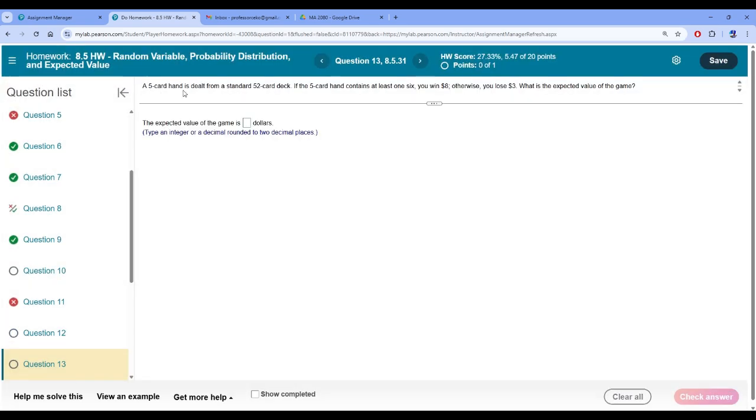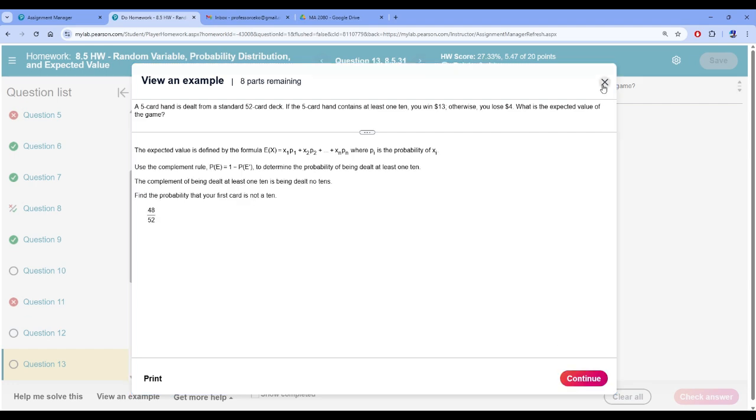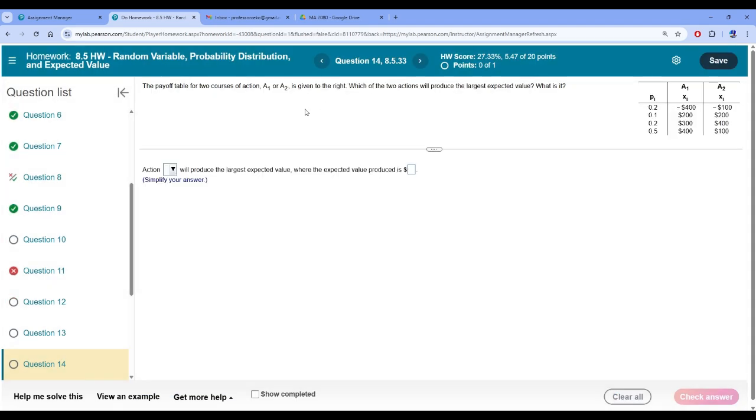Let's see. A 5-card hand is dealt from a standard 52 deck. If the 5-card hand contains at least one 6, you win $8. Otherwise, you lose $3. What's the expected value of the game? So 5-card deck, at least one 6. Find the probability of getting a 6. You multiply that by that, and otherwise you add it to that. View an example. It's there. It has all the work. Awesome. I'm gonna let you guys do that one.